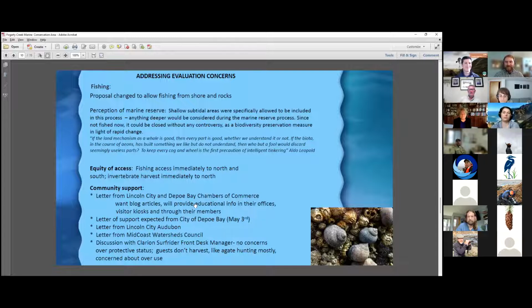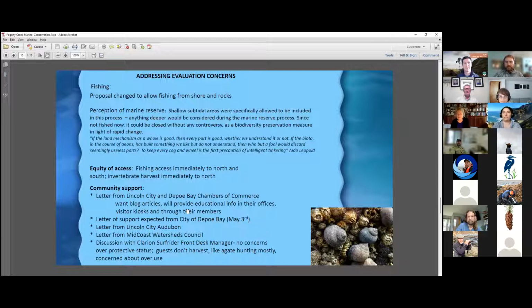A year ago, and I haven't done it since, I had talked to people at Fogarty Creek and asked them what they liked about the beach. That was just an informal survey of visitors, and it was mostly for agates and picnicking and letting their kids play in the safety of this creek.